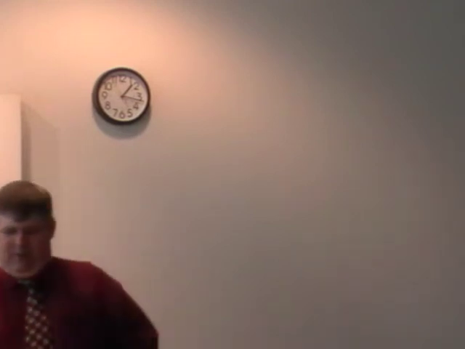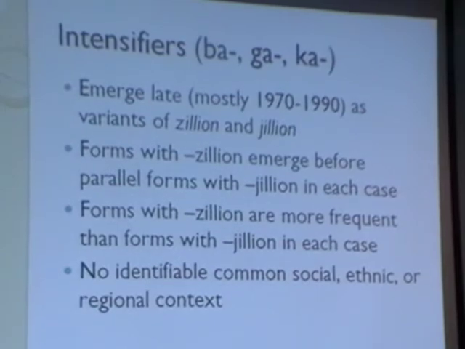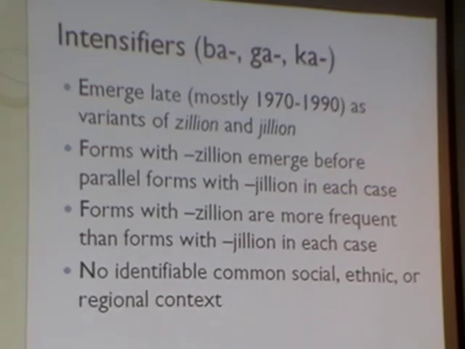I'm very quickly going to move through the set of intensifiers, ba, ga, and ka, each of which can combine with zillion or jillion. The forms with zillion, in each case, emerge before the forms with jillion. So bazillion is earlier than bajillion, and kazillion is earlier than kajillion. But also, forms with zillion are more frequent than the forms with jillion in each case. They're just more common numerically.